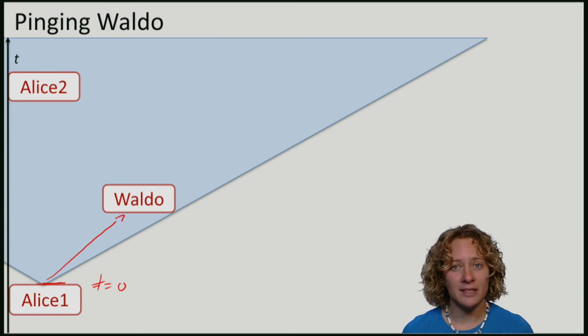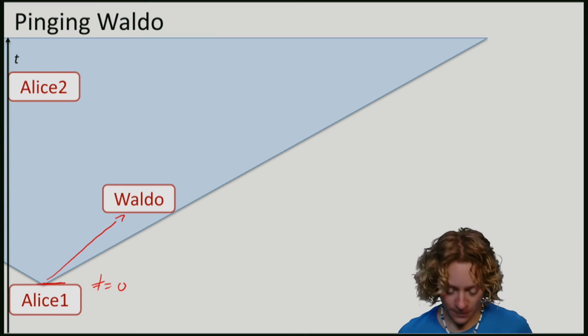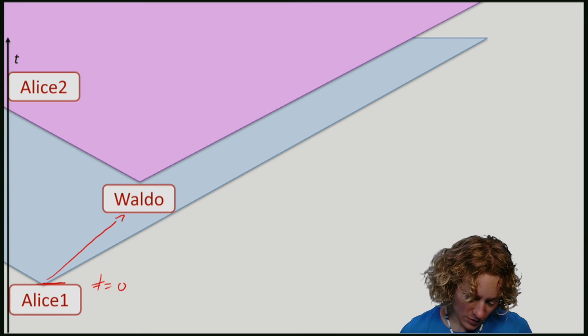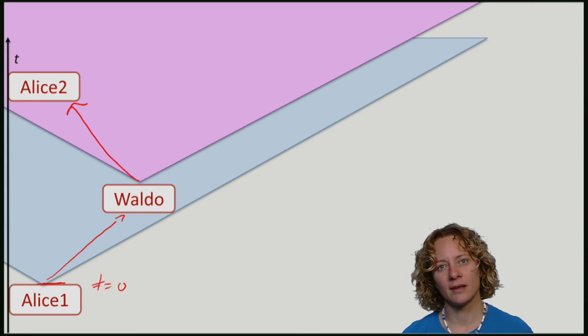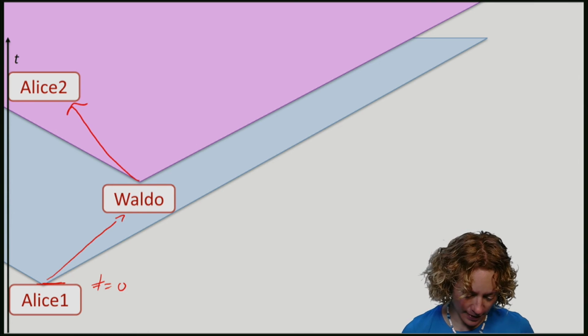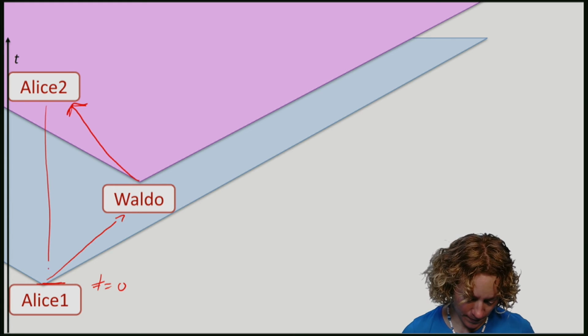He could also immediately send a message back to Alice, and if Alice is in his own future light cone, she's able to receive it. So Alice is able to receive the message at this time, t.